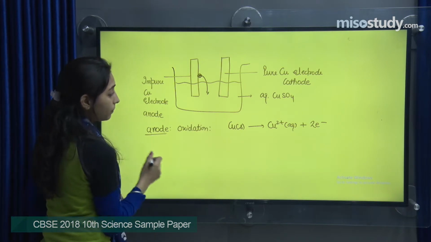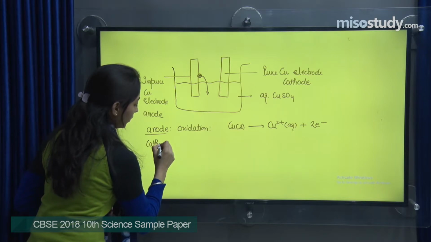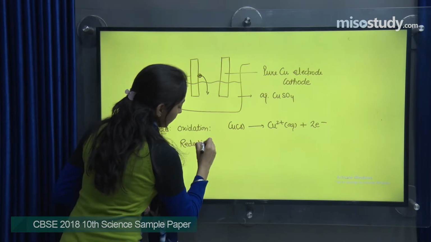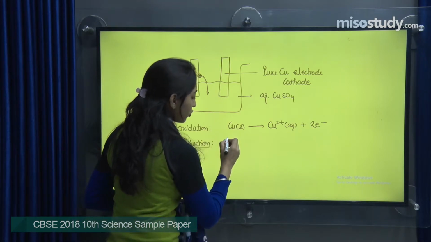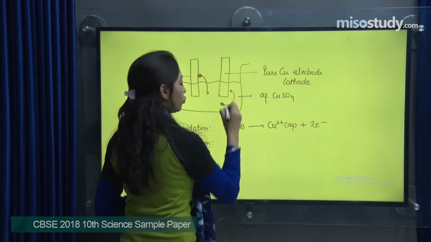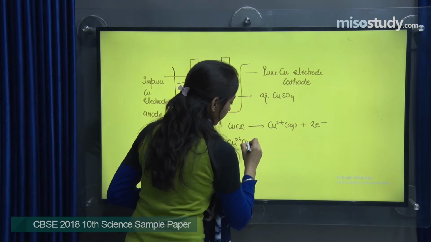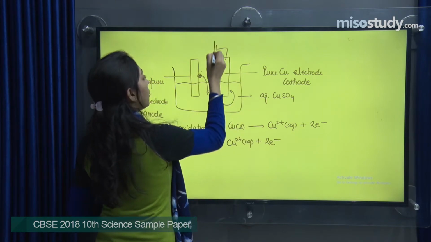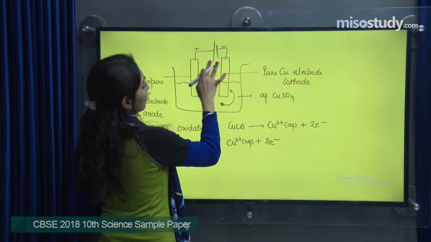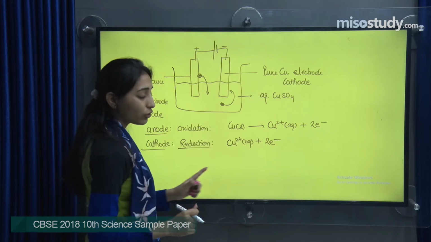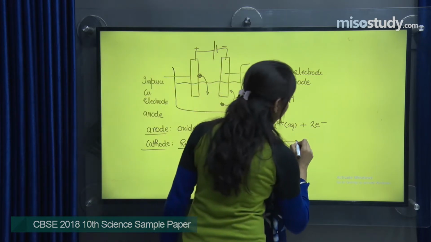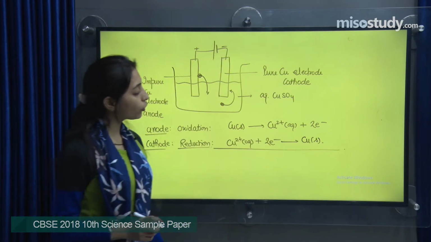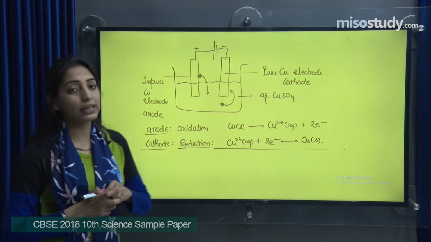And what will happen at the cathode? You know that reduction takes place. So reduction means Cu2+ from the solution will go and get attracted towards the negative electrode. So this will be positive, this will be negative, right? So this will go and get attracted towards the negative electrode to form copper in the solid state. Once you add the two, you will get the final equation for the electrolytic refining.